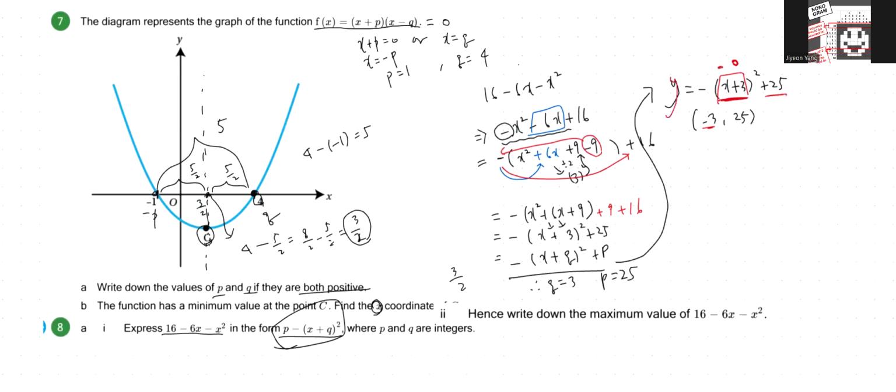So negative 3, 25. Draw on the x-axis, draw on the y-axis, negative 3 and 25. Since the x squared coefficient is negative, it should be in this way, to understand. So this is the maximum point. So maximum value means the maximum value of y, which in this case is the highest point of this graph, 25. Do you understand?